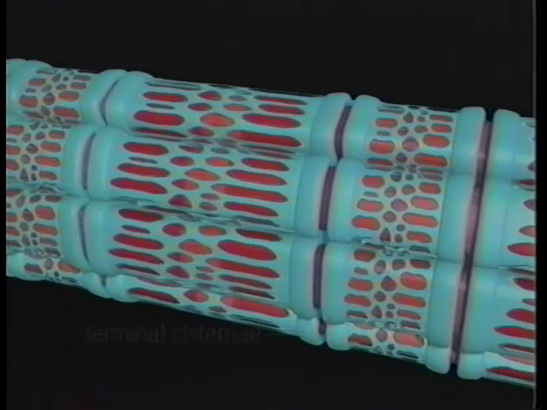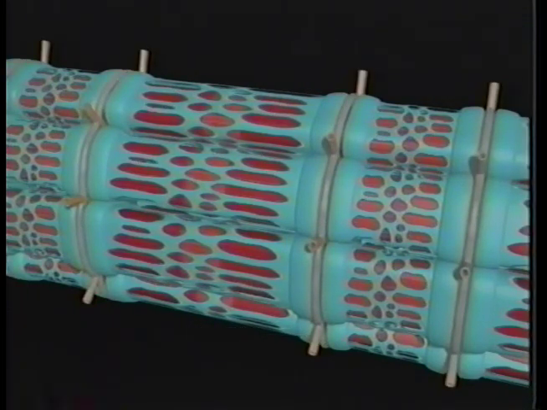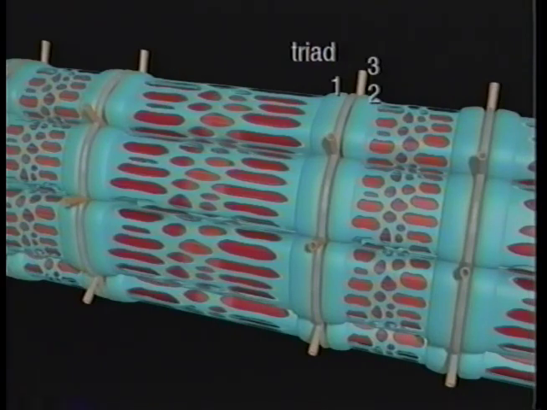Near the T-tubules, the sarcoplasmic reticulum expands into blind end chambers called terminal cisternae. The association of a T-tubule with 2 terminal cisternae is called a triad.